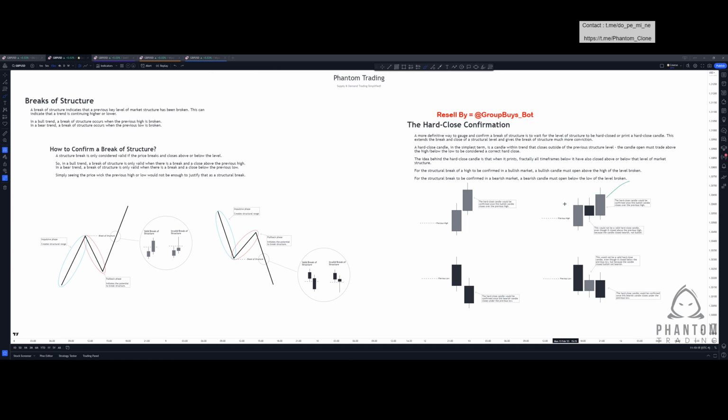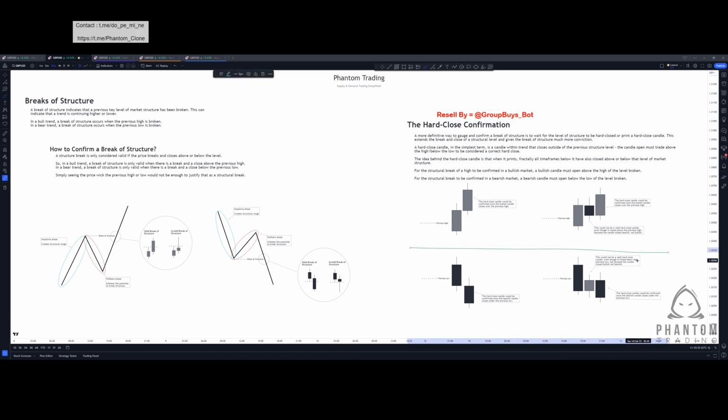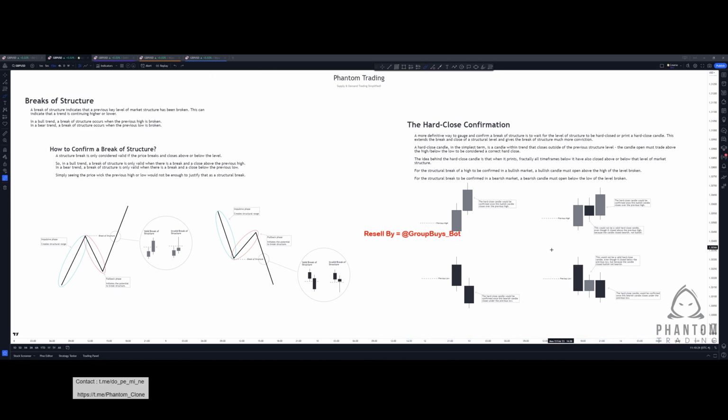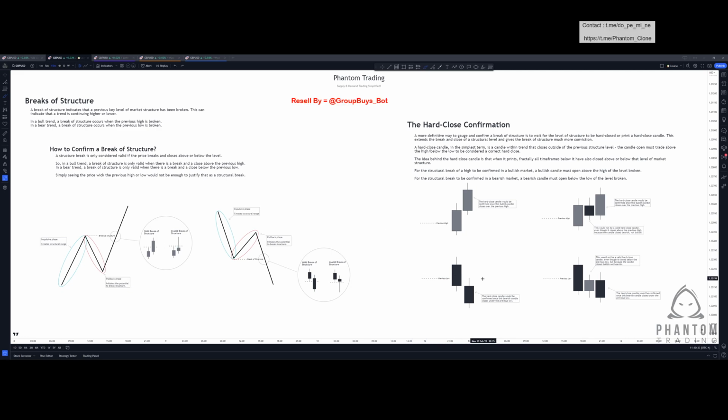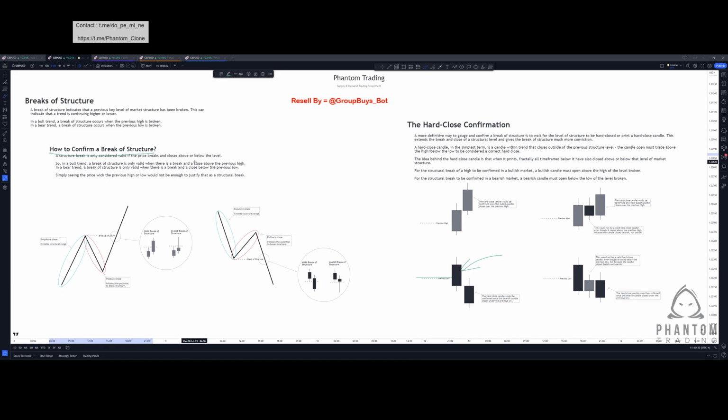Now let's just take that, flip it, and talk about a bearish trend where we have a previous low and we are trying to confirm that the low has in fact been broken using the hard close principle. So if we have this, we have our previous low, we have a candle that breaks and closes below, which would be our initial confirmation that we've seen a break of structure.